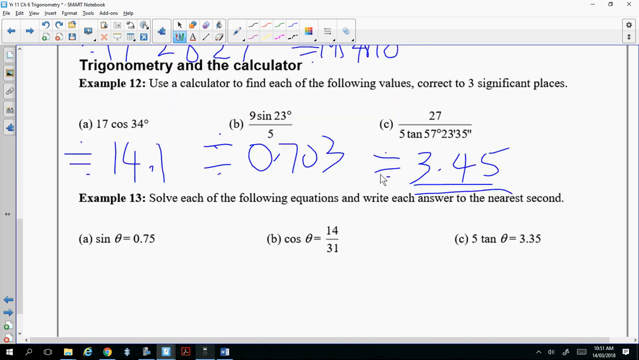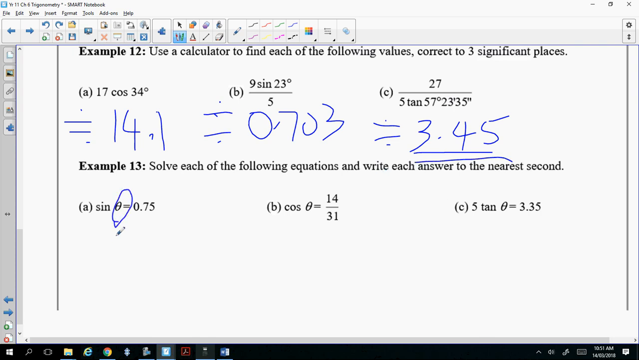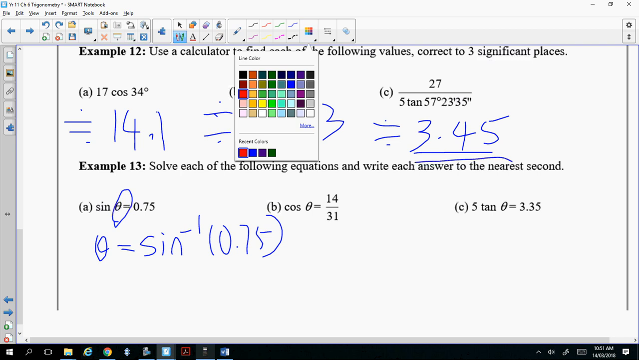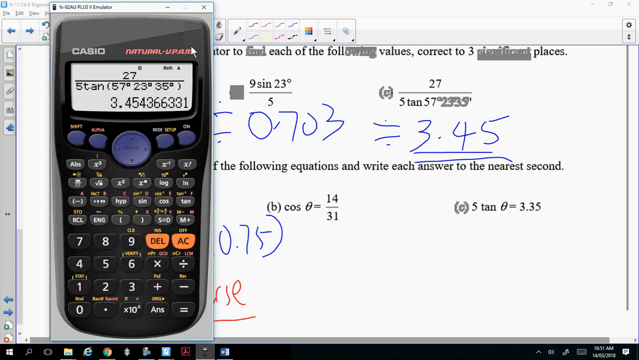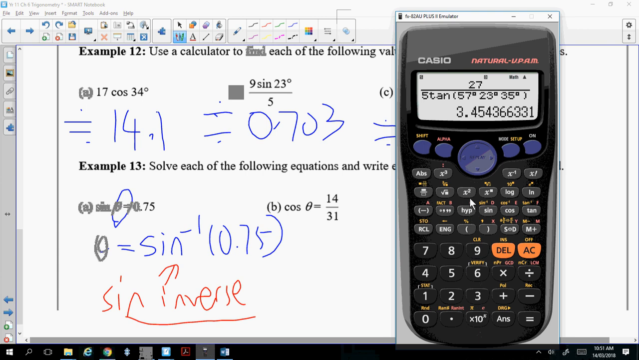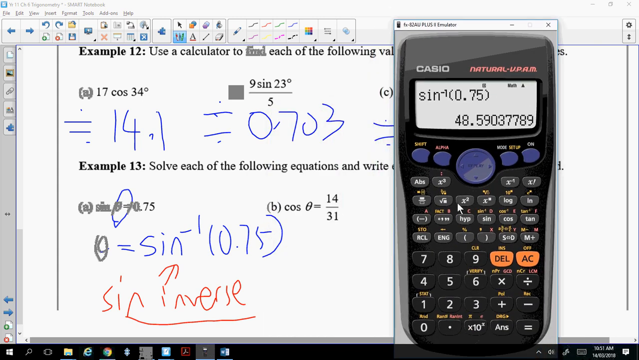Now, what if they want you to work out the angle? To work out the angle, you have to do what we call the inverse. This is read as sine inverse of 0.75. Sine inverse. That's how you read it, not sine to the power -1. And to access sine inverse, you have to press shift sine. See that sine inverse on the top where you see the yellow character? Shift sine, 0.75, close bracket gives you that. Correct to the nearest seconds. So press this to get the seconds and minutes and degrees.